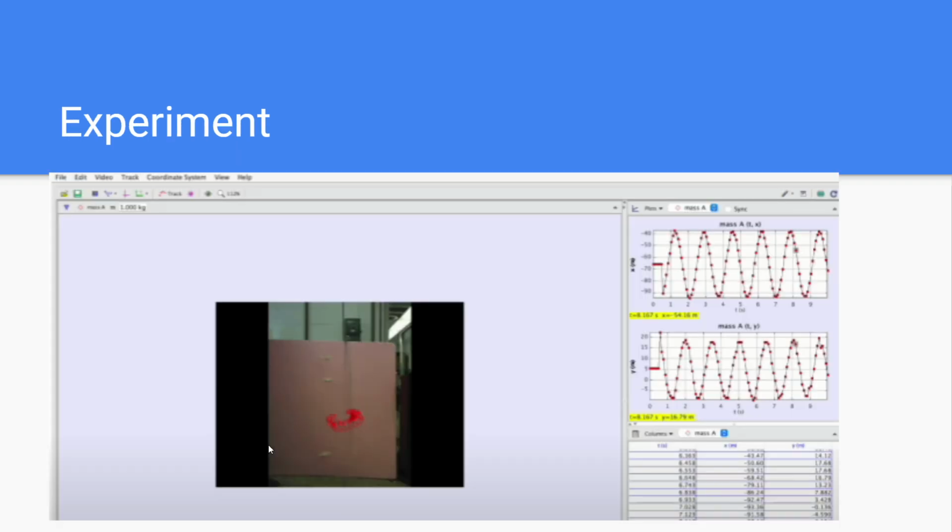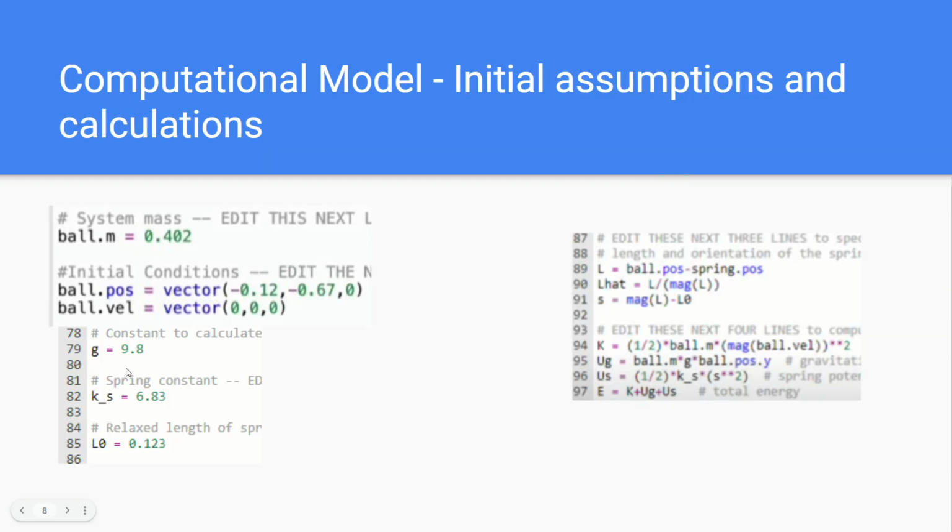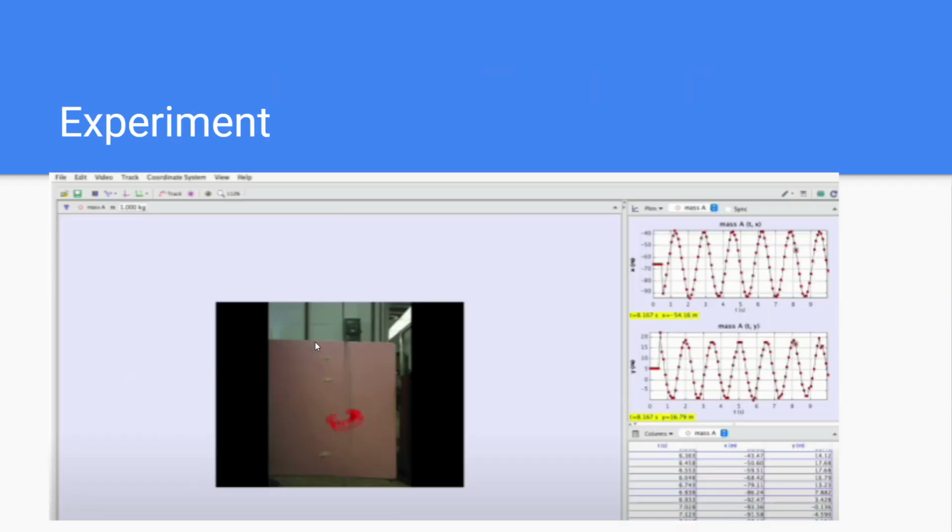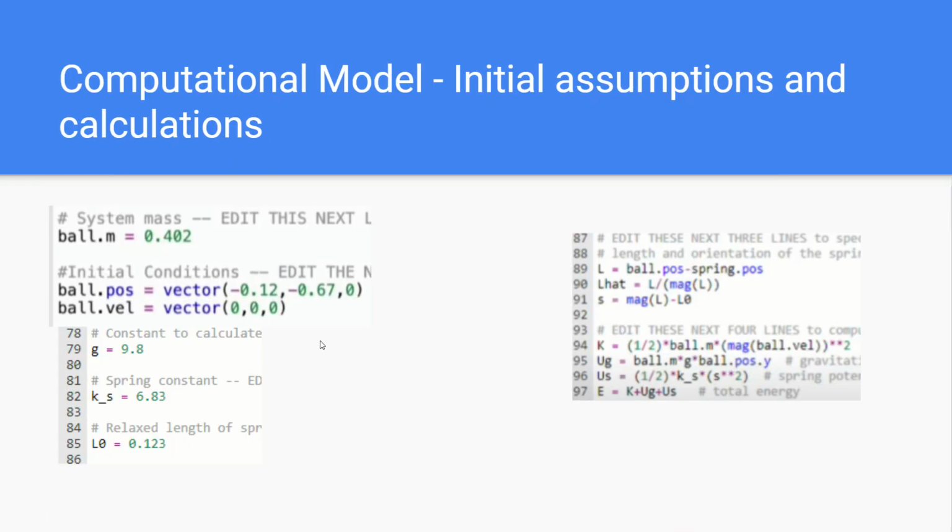This is the experiment being done and tracked in Tracker. You can see we have a vague idea of the graphs here to the right. Nothing too interesting here, to be honest. Yeah, this is how we did the experiment and tracked it in Tracker, basically.